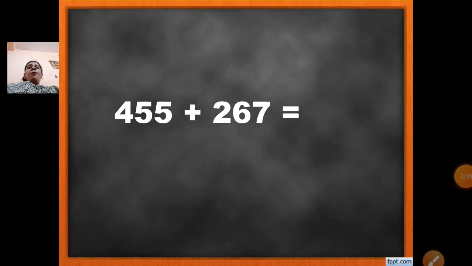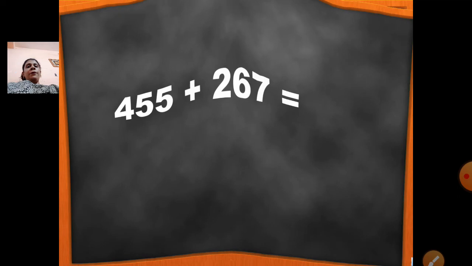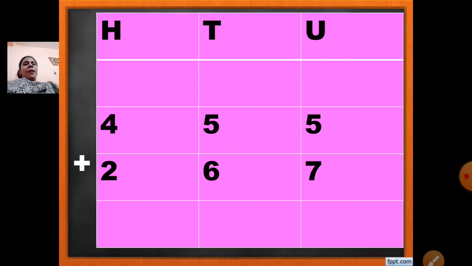Now next. 455 plus 267. What is our question? 455 plus 267. Let us arrange them according to their place value vertically. Okay, now we have arranged them.